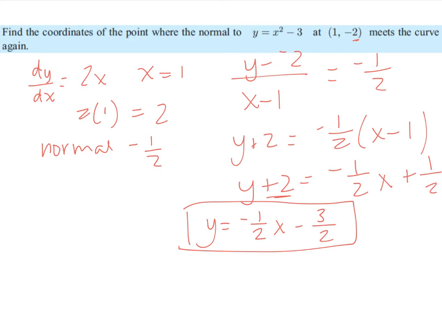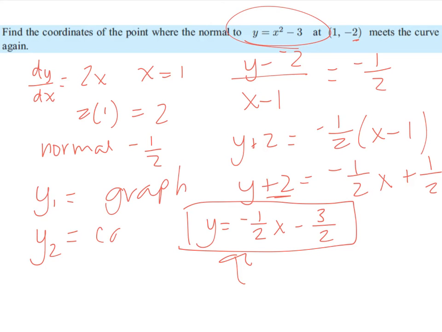Now we want to know, where does it meet the curve again? So the same way we did the other one, we're going to put our original curve into y1. We're going to put the equation of our normal into y2. We're going to graph those, and we're going to calculate the intersections.